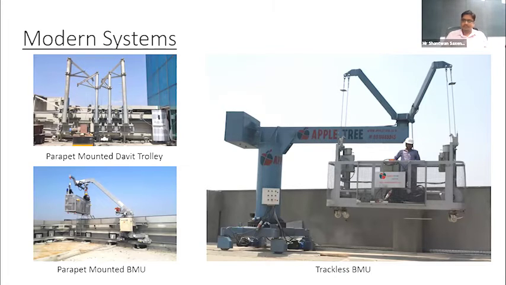Coming to the parapet mounted BMU, here again the upper and the lower brackets are mounted on the face of the parapet. The additional point in this parapet mounted BMU is that the outreach can go up to 6 meters with the provision of a glass replacement unit. Then we have this trackless trolley. In this system, the track is not required either on the parapet or the floor. Only a guide angle is required for the guidance movement of the trolley.